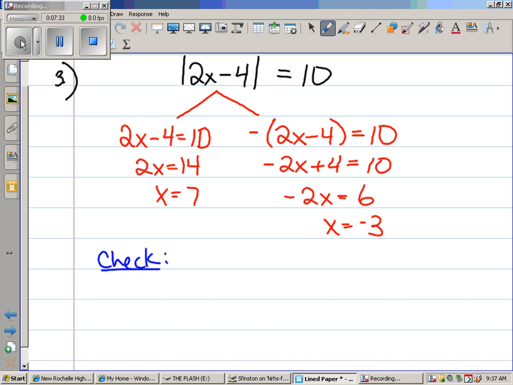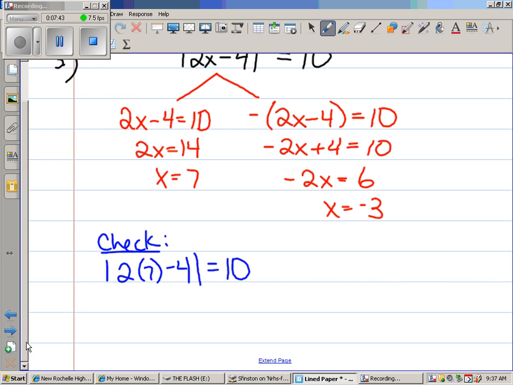Let's show our check. Let's see, we got our original, 2. We're going to plug in 7. So 2 times 7 minus 4 equals 10. That's 14 minus 4. That's going to be the absolute value of 10 equaling 10. And 10 does equal 10. Yes, that's nice. That's awesome.